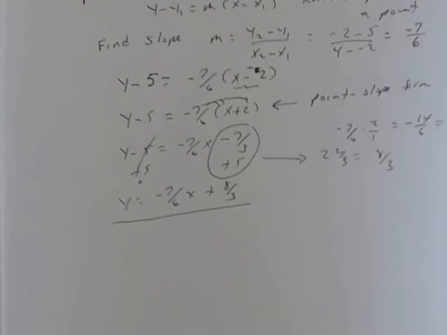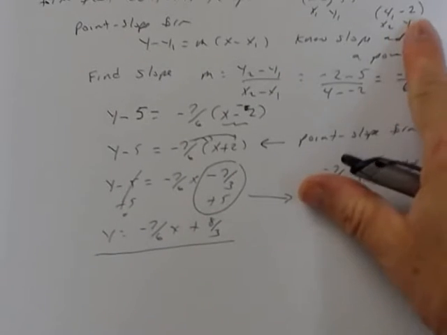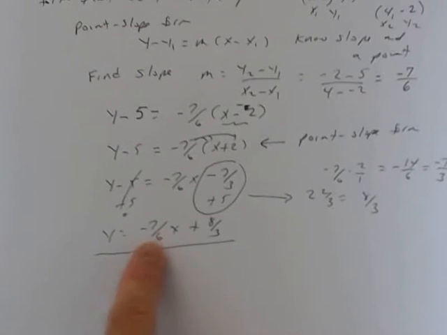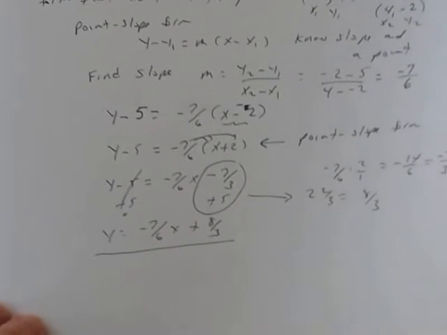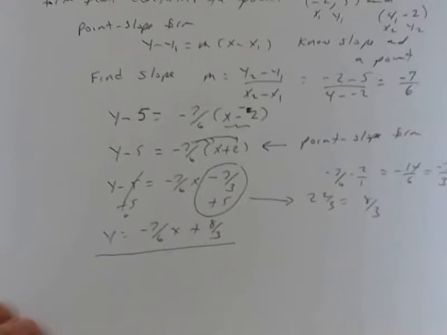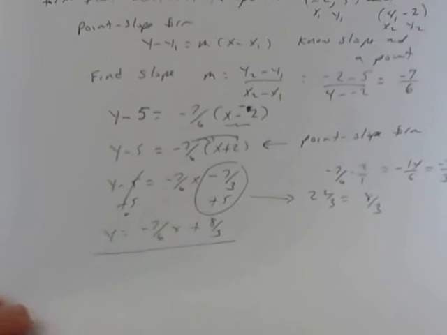Okay, so that's the equation of that line. Whatever that line looks like, that would be the equation. Now, if you had used the other point, would you still get the same answer for the slope-intercept form? Yes, you will.